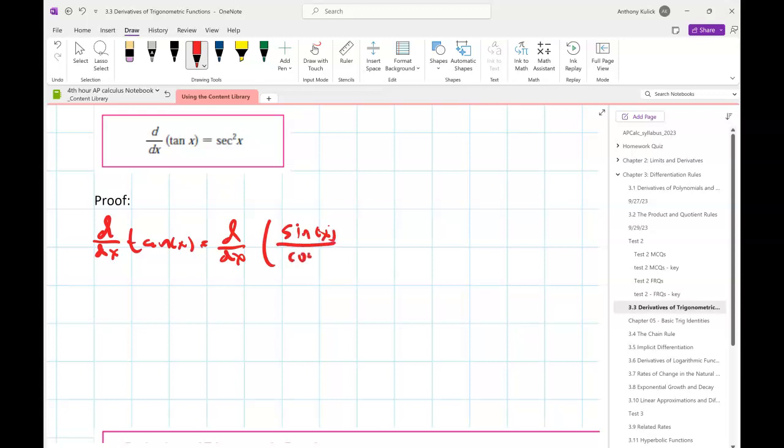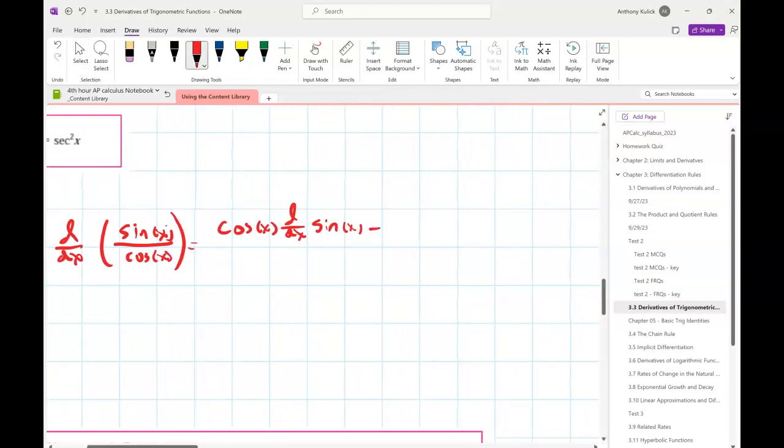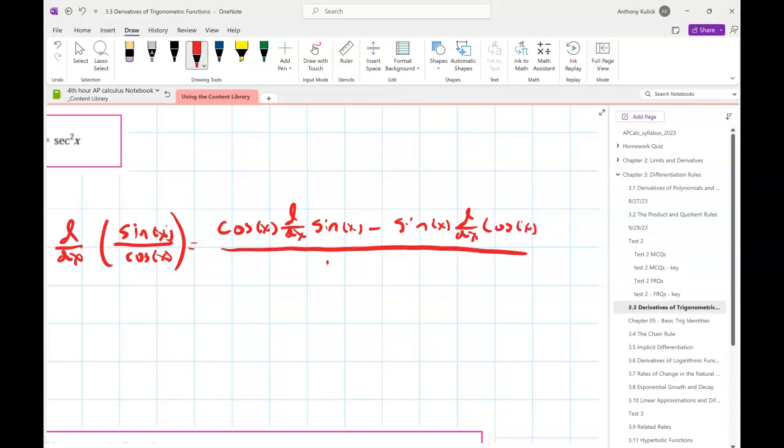So if I want to take the derivative of sine over cosine, what would I need to do? Use the quotient rule. Yeah, so we're just going to use the quotient rule for a derivative. So that's the bottom times the derivative of the top minus the top times the derivative of the bottom, all over the bottom squared.